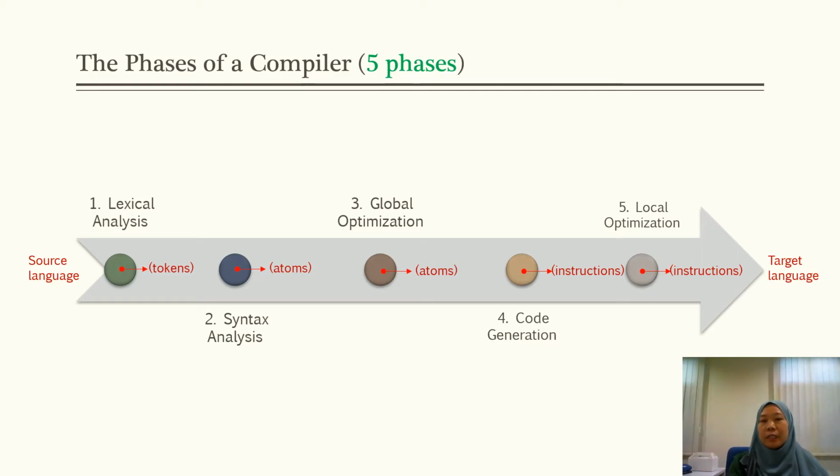The next phase is local optimization, another phase of optimization. This is also optional. It has the same purpose as global optimization, which is to optimize your code to make sure that it can run efficiently. The output will also be in the form of instructions. So your target language will be in the form of a lower-level language.